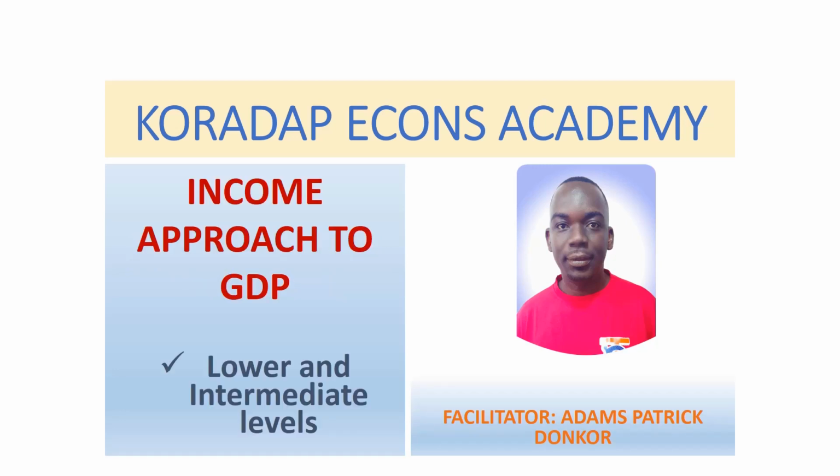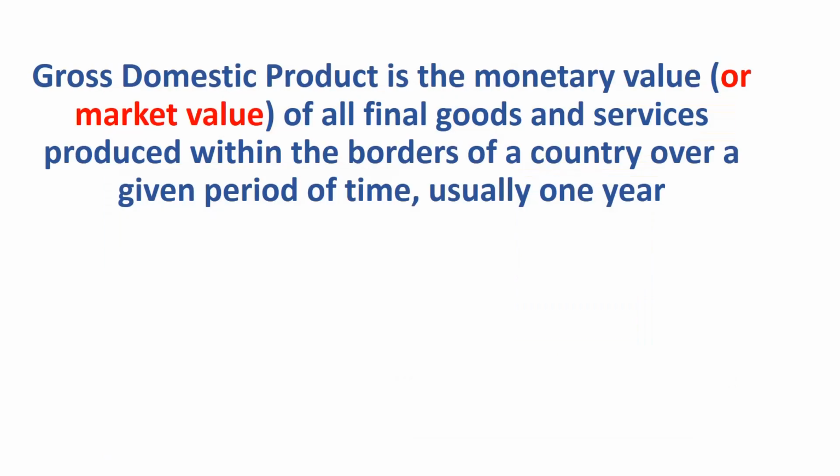When we talk about GDP, which is Gross Domestic Product, we are talking about the monetary value or market value of all final goods and services produced within the borders of a country over a given period of time, usually 1 year. So the key concept we're picking from here is market value. Whatever we're going to do today, our focus will be on market value. Now let's proceed.